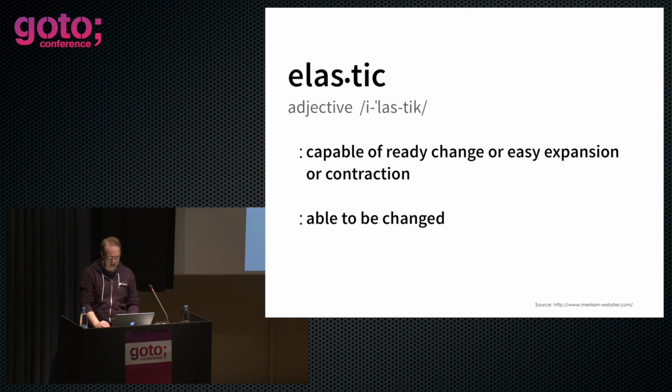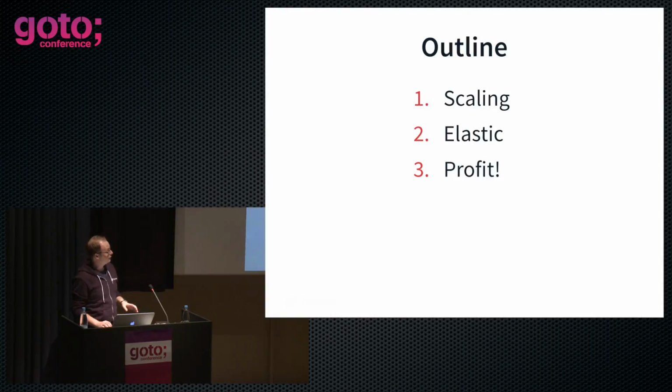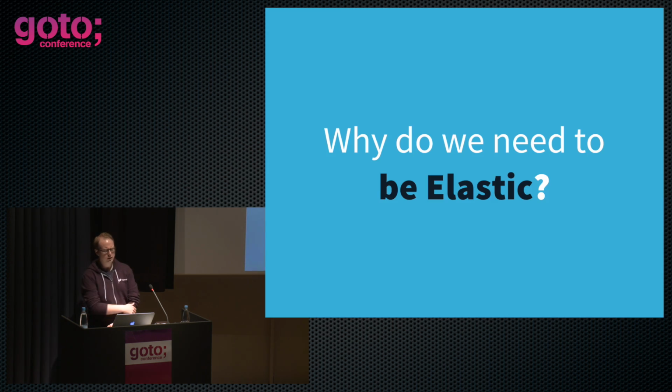All right, so elasticity. So what does elastic mean? Well, it means that something is capable of rapid change or expansion or contraction or able to be changed. So it's kind of fluffy, but I think we sort of get the picture, right? And what we're going to talk about is why this is important. So here's a quick outline just to make sure that we understand the order of stuff. And let's just get going. So why do we need to be elastic? So why would I want to do that?